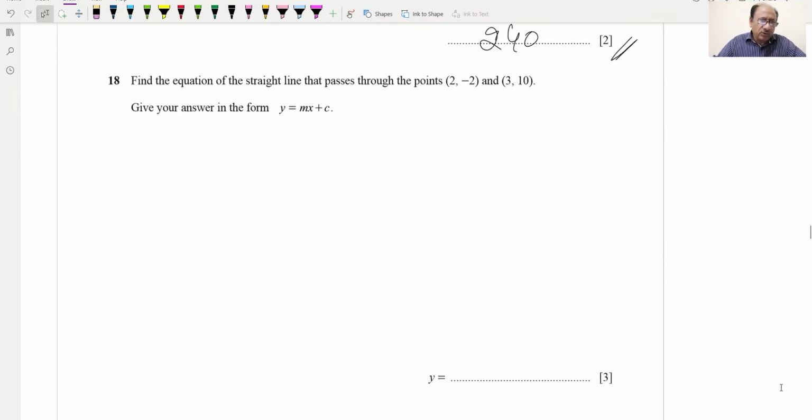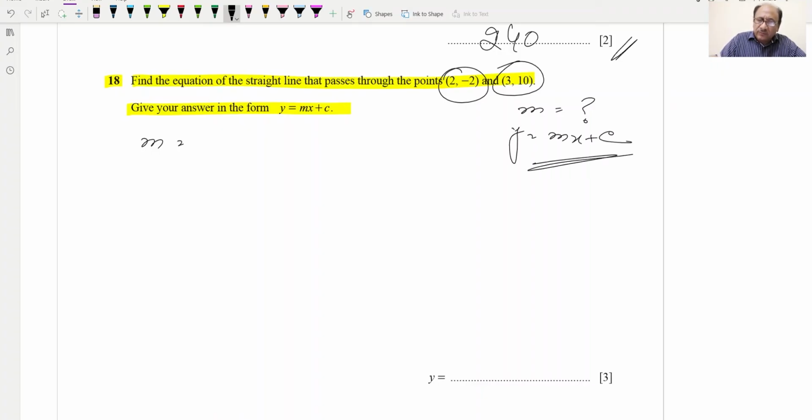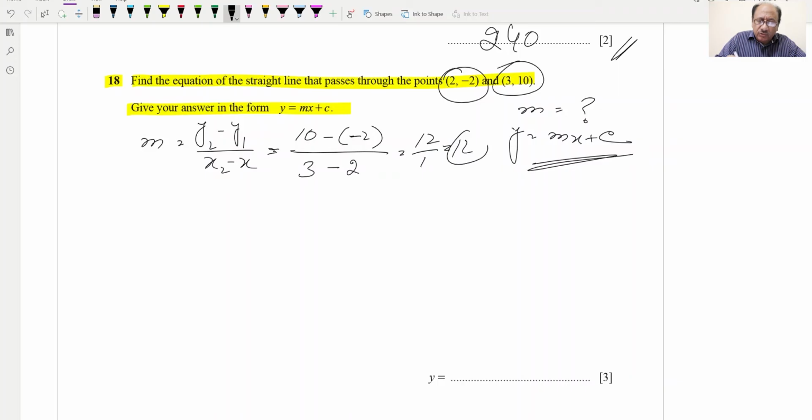This is done. Now question number 18. Question 18 says find the equation of the straight line that passes through these 2 points and give your answer in y equals mx plus c format. First of all, we require m, and we can use any of these 2 points, and we'll write the equation in y equals mx plus c format. This will be our strategy to solve the question. m will be y2 minus y1 over x2 minus x1, the gradient formula we are applying, and this is equal to 10 minus 2 over 3 minus 2. So this will be 12 over 1, which is equal to 12. So the gradient is 12.